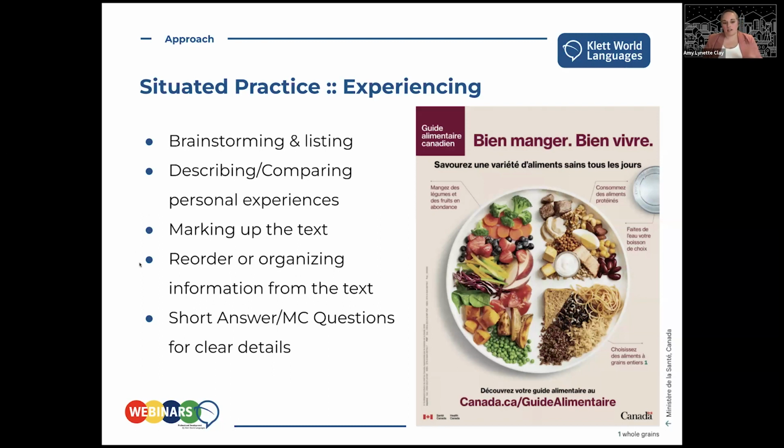In a text, not this one in particular, but in a text that has some kind of chronological nature, we might do reordering or organizing information from the text. And we might have some short answer, multiple choice questions to look at clear details. I might ask students, I don't know what else with this text. What do they already know the names for that they see here? Can they identify what country this is from? Some things that they can engage with immediately before engaging with less familiar things.